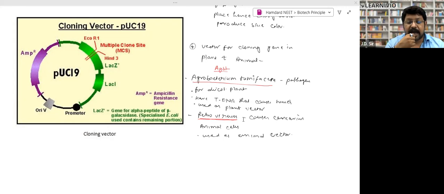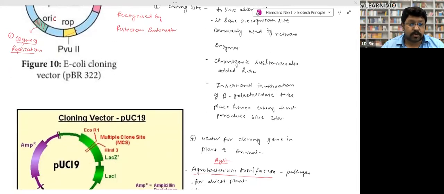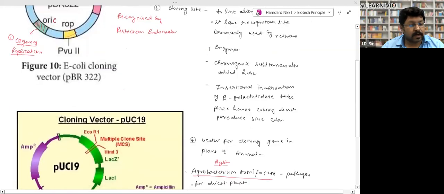These retroviruses have cancer-causing genes. We remove the cancer-causing part of that virus and we use them as an animal vector, right? That's how the vectors are being used. Tell me, is it clear or not? Yes, sir. Clear?